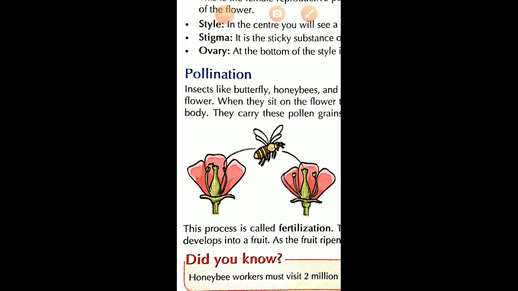After that, I already explained to you there are two types of pollination, that is self pollination and cross pollination. The most important thing is that flowers also provide food for some animals. Is it clear? So we discussed the agents of pollination, that is air, or you can say wind, water, insects, birds. These are the agents of pollination.